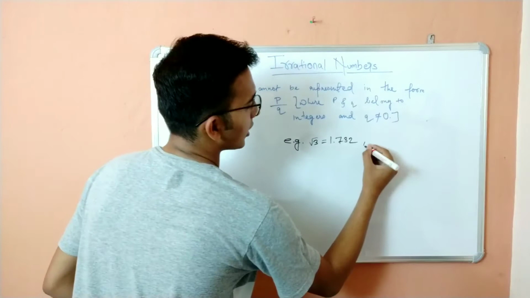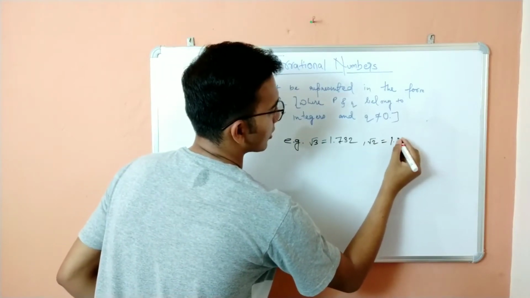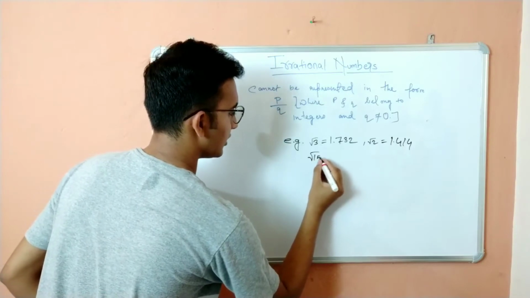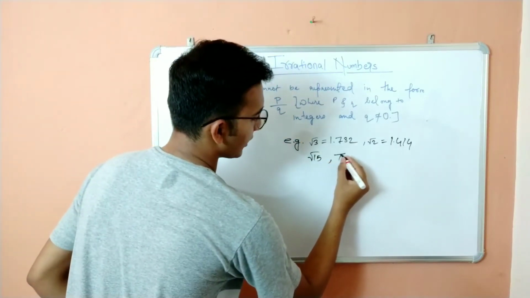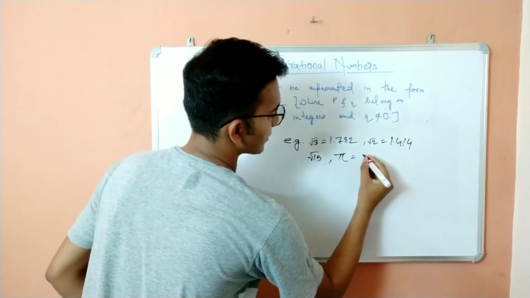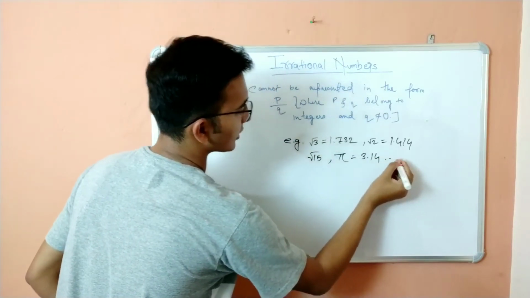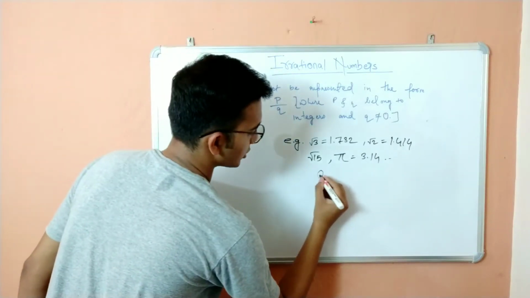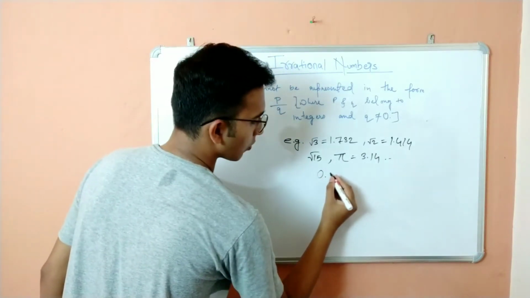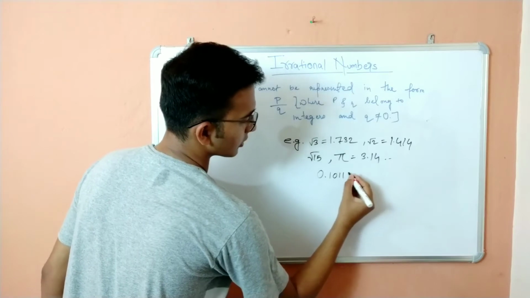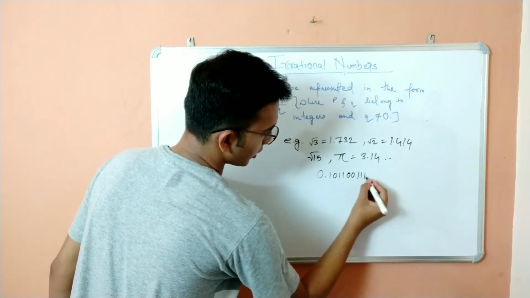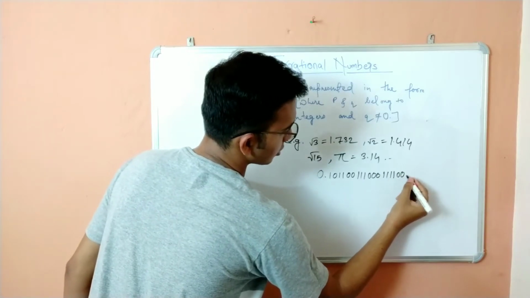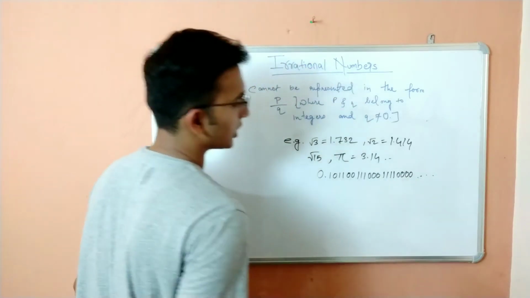So root 3 is there, root 2, I told you the value of root 2, 1.414. Then there is root 15. There is pi. The value of pi, as far as I remember, is 3.14, and it goes on. Now there is also this special number which is 0.1011001100111000, and this repetition goes on.